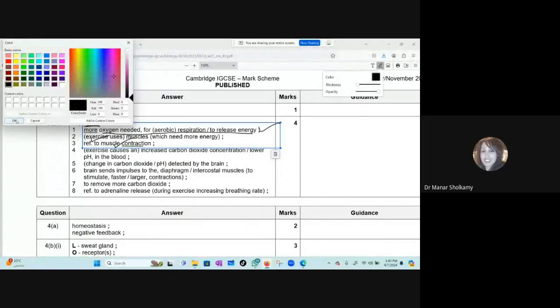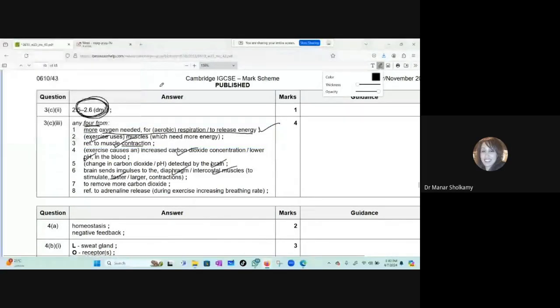Okay, good. So we said all that. This exercise will increase carbon dioxide concentration. It will lower pH. We said it. Change in carbon dioxide or pH is detected by the brain. The brain will send impulses to the diaphragm or intercostal muscles so that you breathe faster. We said it. We will remove the carbon dioxide. And also you can refer to the adrenaline while you're exercising, which also increases your heart rate. We took it. We said this and even more. We said it's an example of homeostasis.